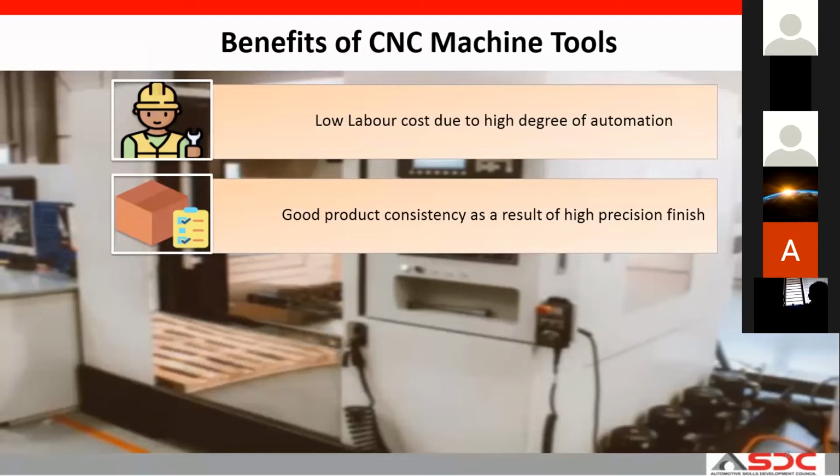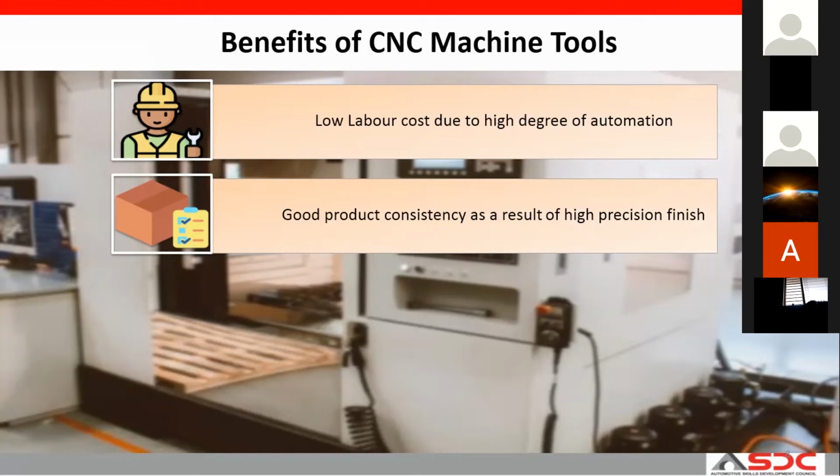Then good product consistency as a result of high precision finish. You know what precision is? Just be communicative. Yes, sir. To give the same result a number of times. And what about accuracy? To give the required dimensions. Okay, accuracy is how well a dimension reflects the true value. Am I right? Yes. And precision is the degree to which it repeats the previous result.